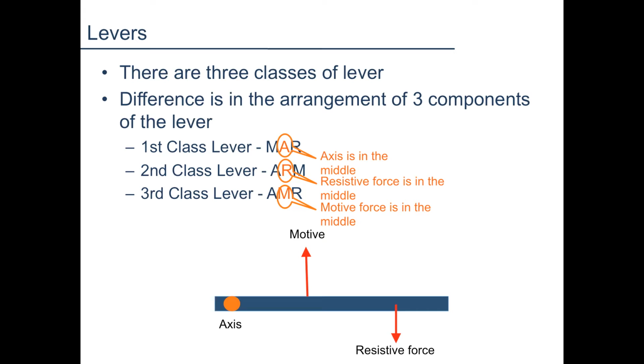An easy way to remember this is by remembering that the letter of the component in the middle of the system goes in the order of A, R, M, or R. The example of the lever shown here is the third-class lever system because the motive force is in the middle.